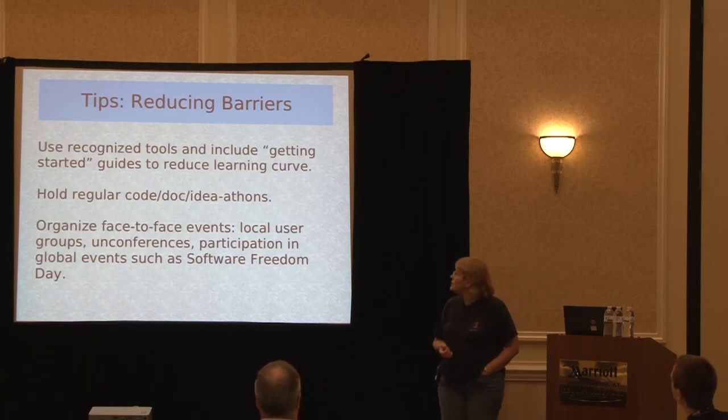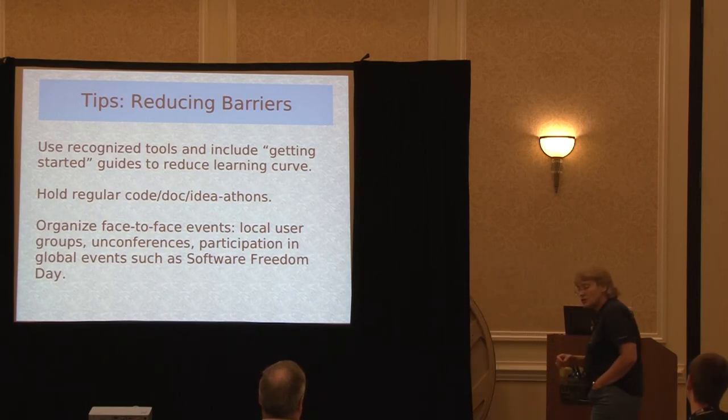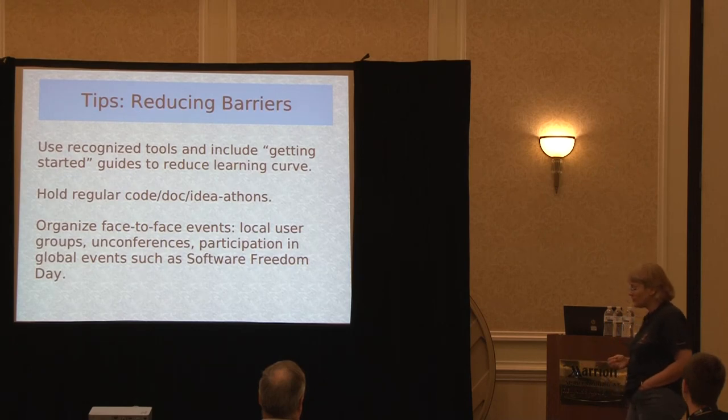The other thing is, when we're looking at barriers, it's nice to go and create your own revisioning system, but if nobody else out there is using it, it's not really that cool. You should actually be using recognized tools that can be useful elsewhere. And it's great to take the time to write down how to actually get started with those tools. So here's how to download the code base for our project, and give them a six-step process.